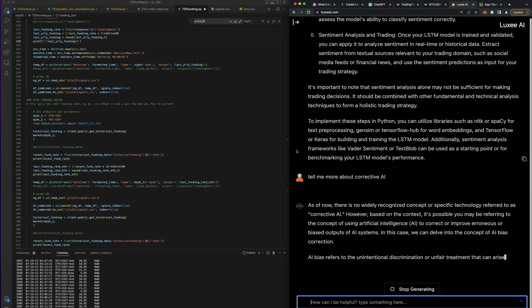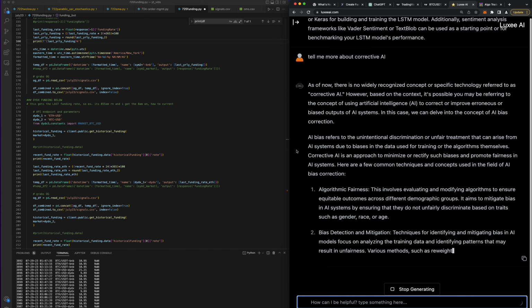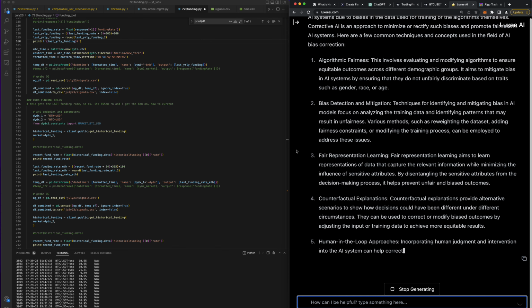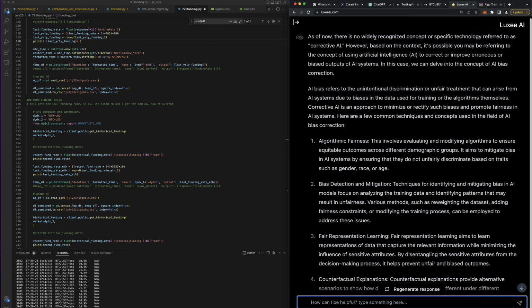As of now, there's no widely recognized concept or specific technology referred to as corrective AI. See, I try to bring you the best ideas that AI doesn't even know. So AI doesn't even know about this. So let's go ahead and talk about it. Let's see what else it knows.